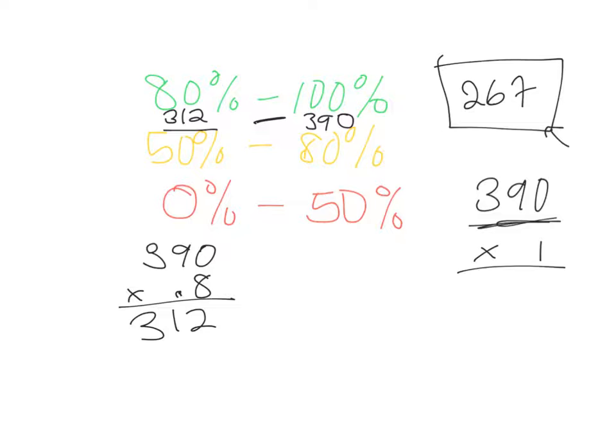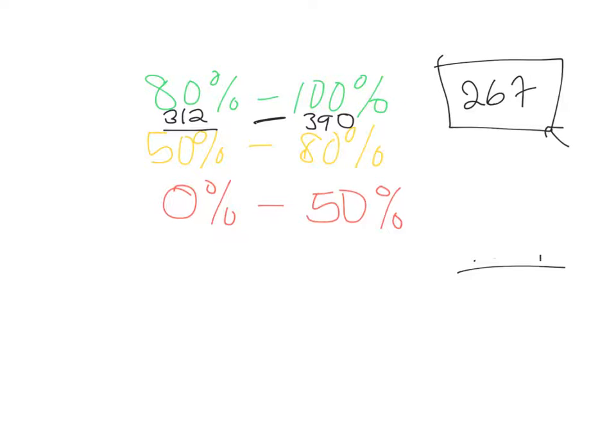Okay. So now let's go ahead and do the next one. So now I'm going to look for, oh wait, I already know what 80% of 390 is. It's still 312. 50% of 390 now, I'm going to have to do the math for that. So 390 times 0.5 for 50%.